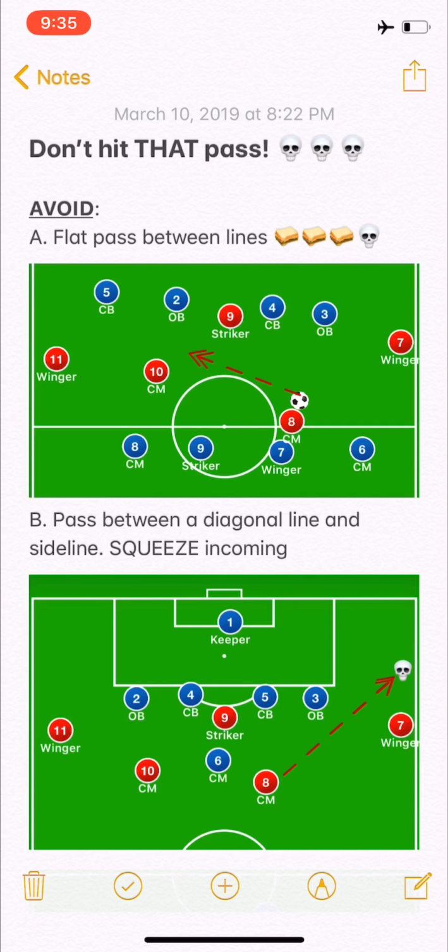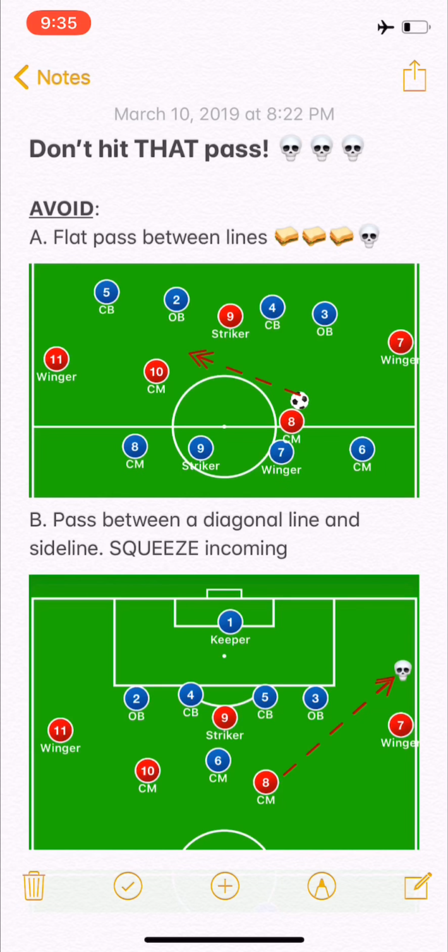Okay, so let's talk about the first one. I say avoid a flat pass between lines, aka a sandwich pass. And we see here the ball is in between the back line and the midfield line, and one midfielder is trying to pass it to another one. I see these all the time, and the idea is that both lines, when you hit this pass, are going to attack the ball and collapse on it.